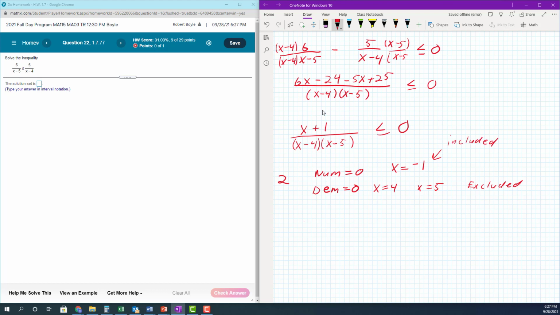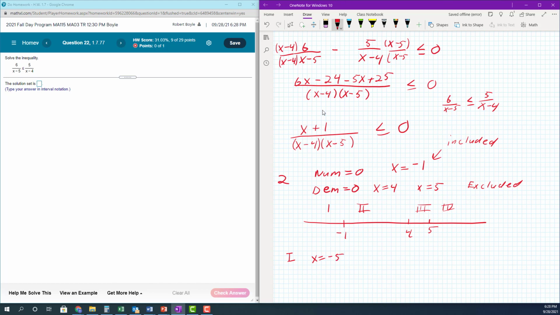Now we can define our intervals. So here is my number line. Here's -1. Here is 4. And here is 5. So we have 1, 2, 3, 4 intervals to test. So let's go ahead and test interval 1. And we're going to test it against the original inequality, which is 6 over x minus 5 is less than or equal to 5 over x minus 4. And let's use x is equal to -5.